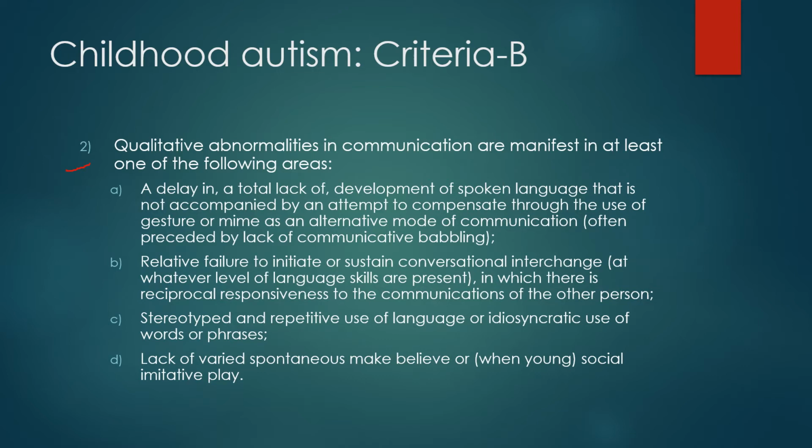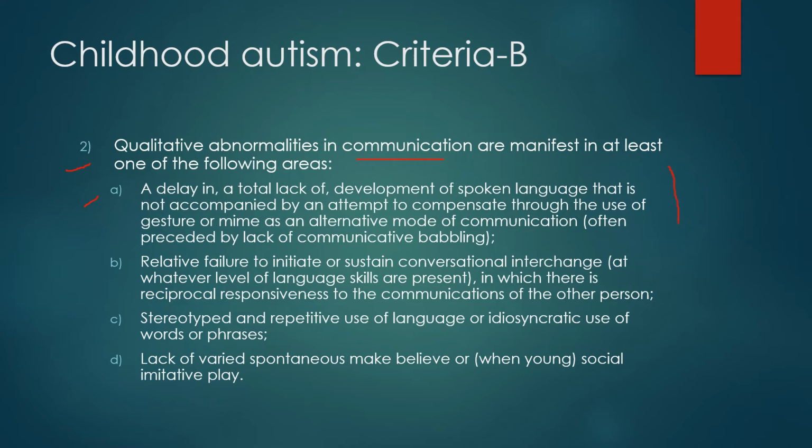Now, the second category of the symptoms, we need only one. Qualitative abnormalities in communication. This is about communication. The first one was mainly to do with the social interaction. So this is mainly with the communication, and at least one of the following must be present. A delay or total lack of development of spoken language, that is not accompanied by an attempt to compensate through the use of gesture or mime as an alternative mode of communication, often preceded by lack of communicative babbling.